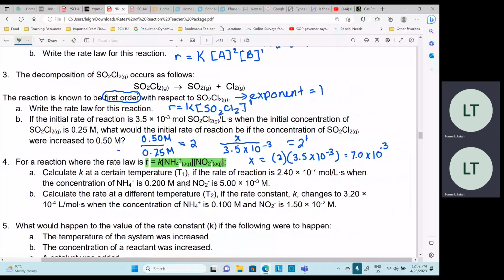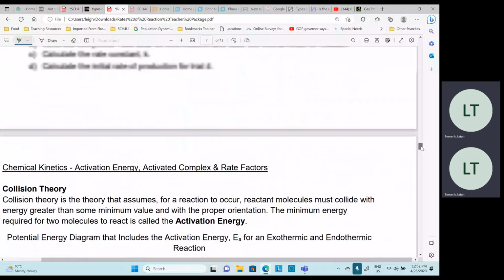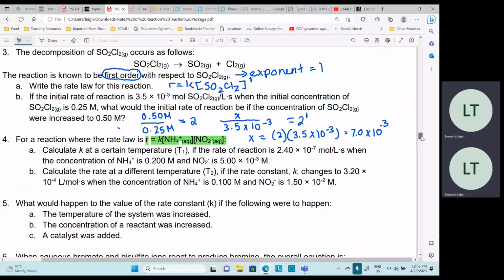the concentration of NO2 minus is 5 times 10 to the negative 3 moles. I'm going to need some more space to do this one.